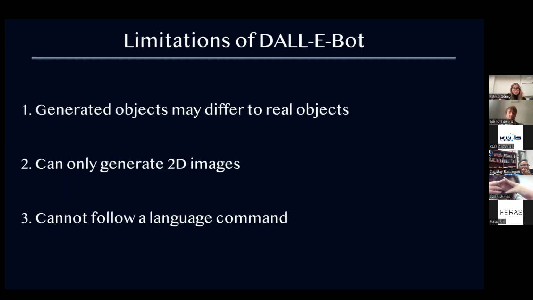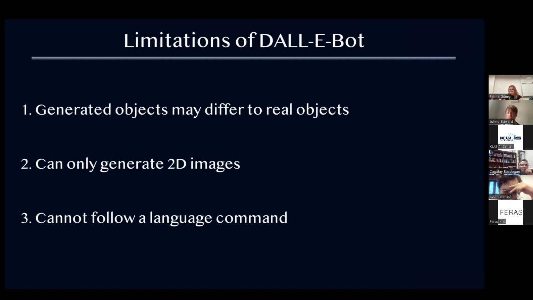Okay, let's think of some of the limitations of DALL-E Bot. One of the limitations is that the generated objects might be different to the real objects. All we're providing is a text description of the object, like knife or plate. We're not actually showing the robot the real objects. So the generated objects might be different, and therefore it might be difficult to match them back to those real objects later on.